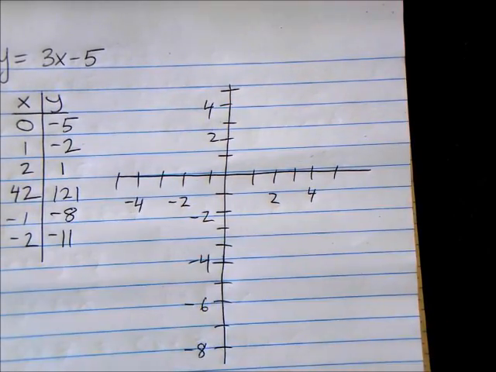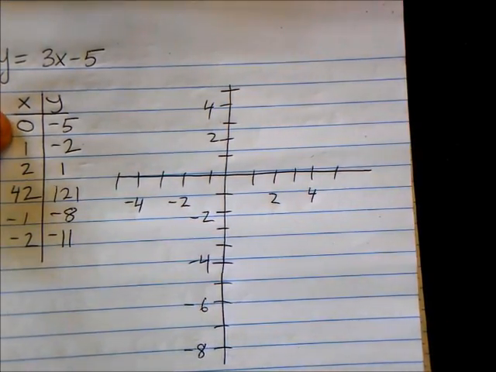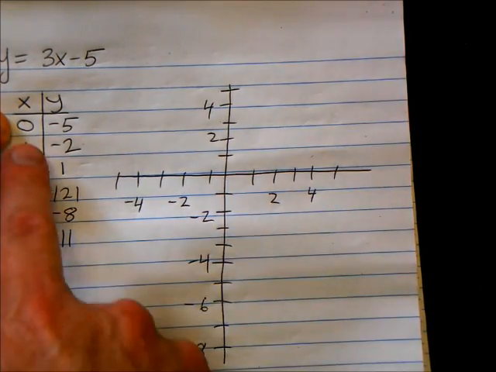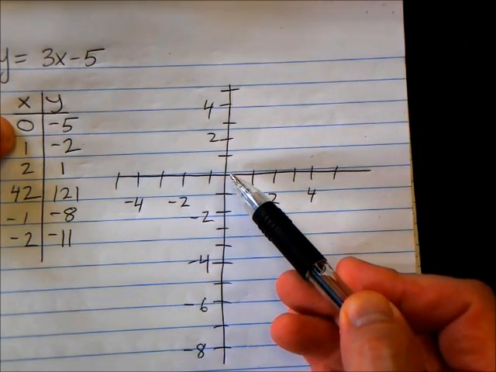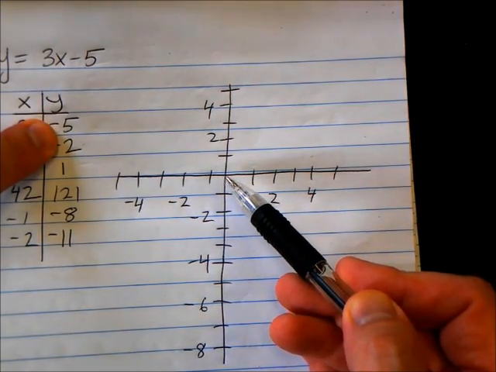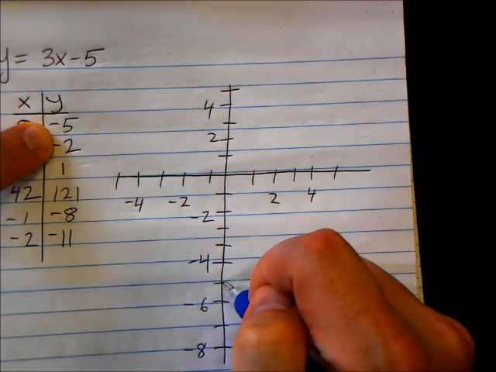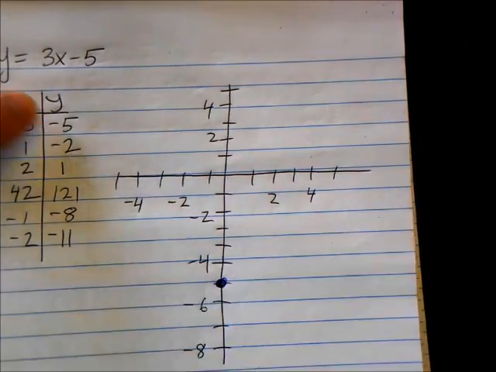All right, so I marked my points. I marked the point 0, -5. Where's 0, -5? That's right. The 0 tells me start at the origin, don't move left or right at all. And then the -5 tells me go 5 down. So that point is right there, 0, -5.